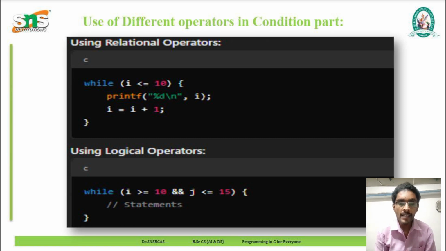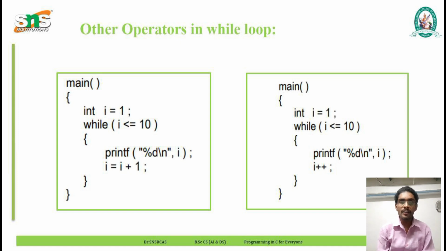Here are other examples of how different operators are used inside a while loop. In the first example, in the while loop condition part there is a relational operator, and the increment section is like I equal to I plus 1. There is an increment operator, and coming to the right side example, here also there is an increment operator I plus plus. You can also use decrement operators I minus minus, and you can also use I equal to I plus 2, I plus equal to 2, something like that.